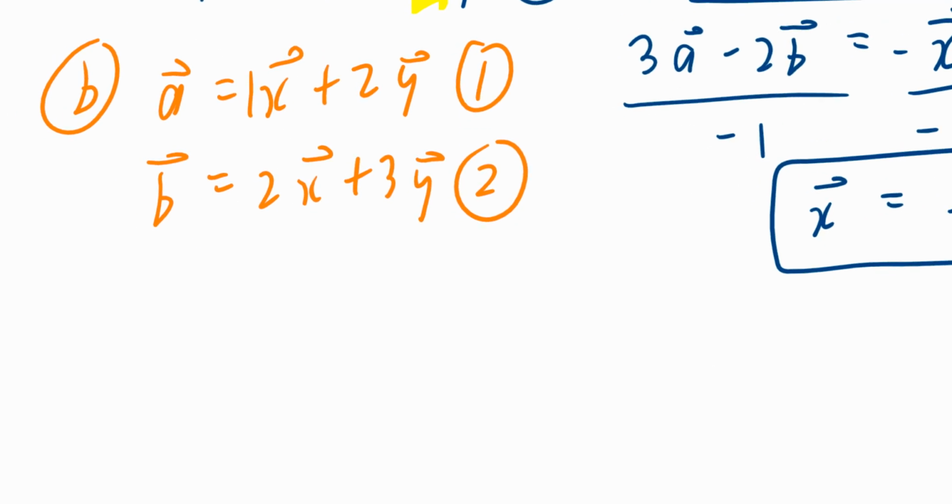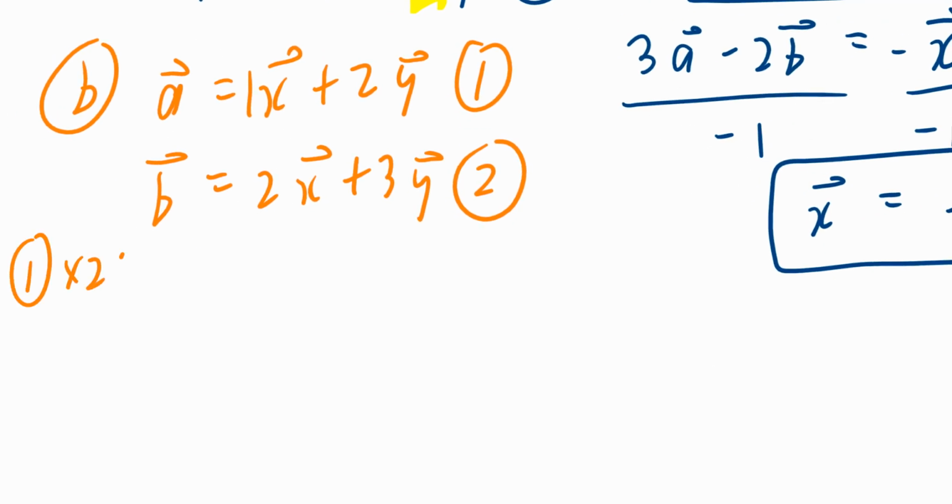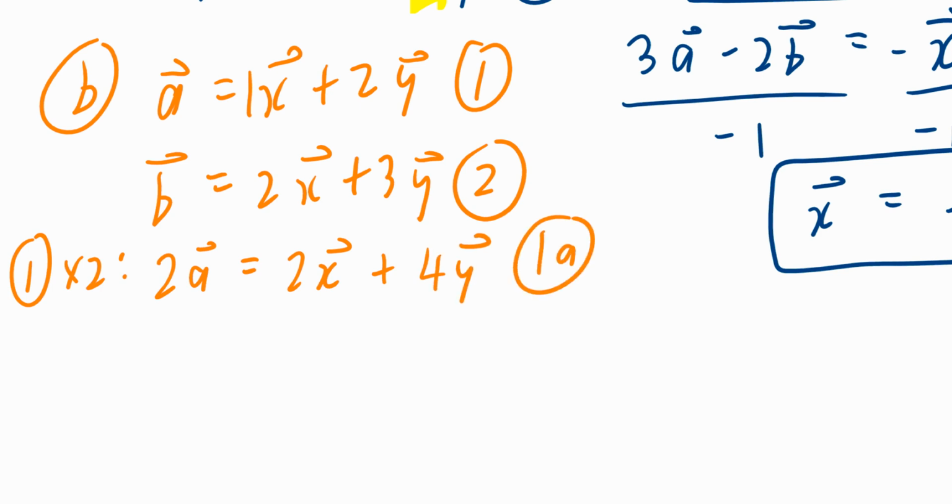All I'm going to do is multiply the first equation by 2. So I'm going to write down number 1, multiply by 2. 2 times A is going to give you 2A. 2 times x is going to be 2x. And of course, 2 times 2y is going to be 4y. I can express this, or I can name this as 1a. Again, notice these are the same.